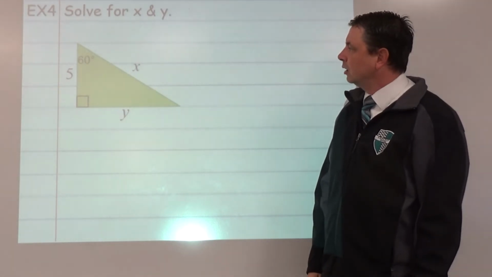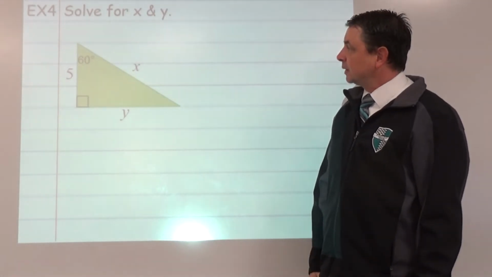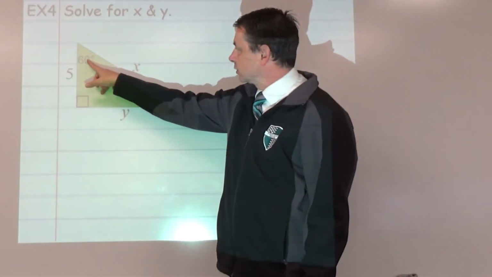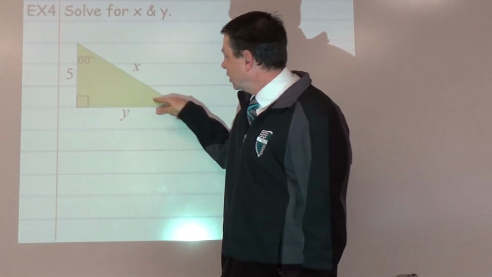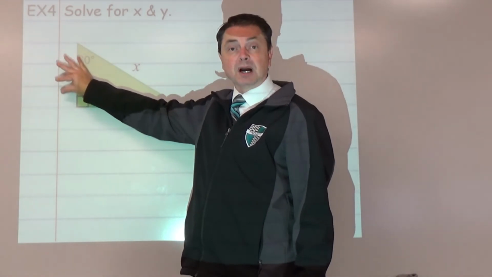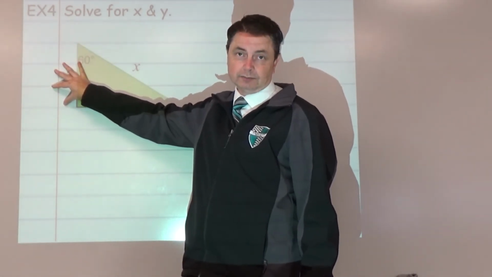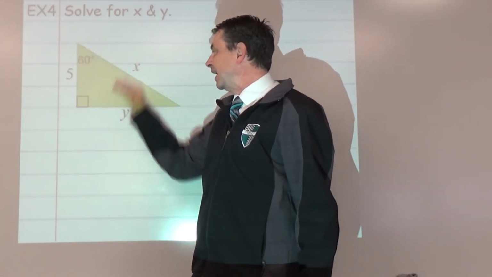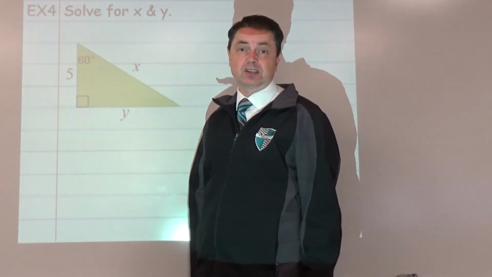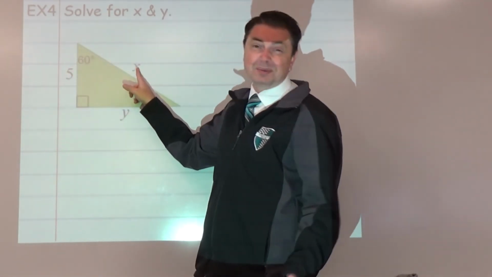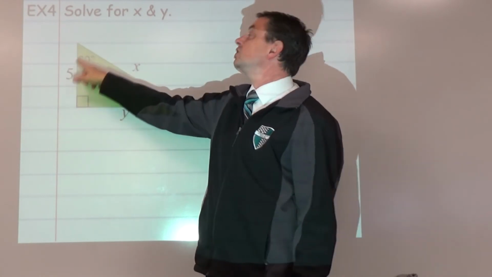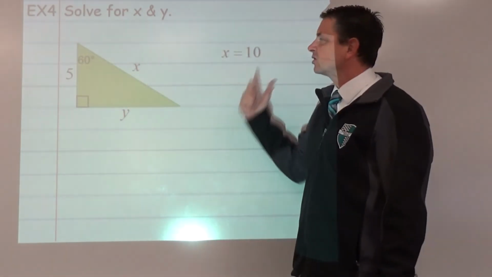Example number 4. In this problem, here's our 60 degree. That means this must be the 30 degree because that's 90. Opposite of that is the 5. So in this problem, we have the short leg. So it really doesn't matter which one we go after at this point. We know that the hypotenuse, probably the easiest one, we would just double it. So x would be 10.